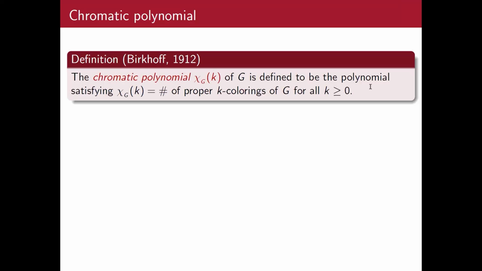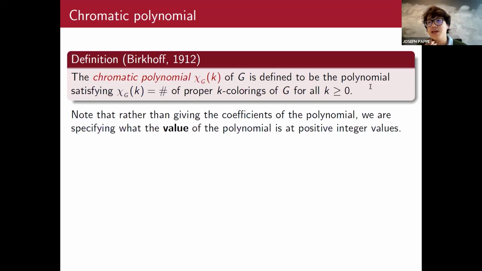So this is already weird, because normally when you see polynomials, we are usually given the coefficients of the polynomial. But here I'm not giving you the coefficients, I'm just specifying what the values are at the positive integer values, and really also at the point 0. So let's see an example, because from this definition, it might not be so clear what's happening. Let's look at this path graph on 3 vertices, and let's try to figure out its chromatic polynomial. So we need to figure out the number of proper k colorings of this graph.